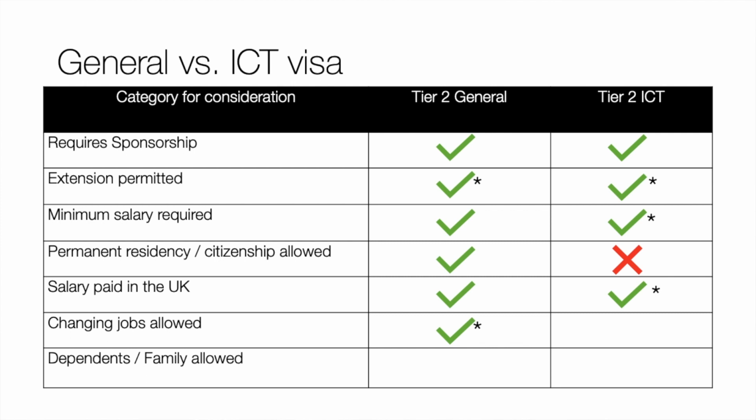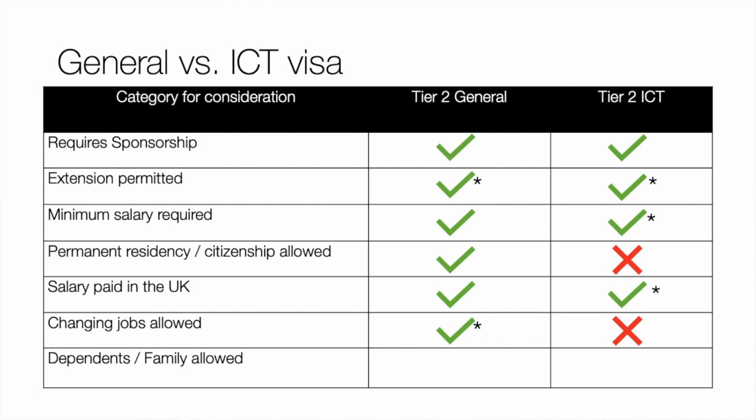So it's not a case that you just come here and then you can change jobs. You need to have somebody who's going to be able to sponsor your visa if you want to change jobs. Now, on the Tier 2 ICT visa, once you come here, you're stuck with that company essentially until you go back to your home country. So you cannot change jobs. So the Tier 2 General visa provides you an additional layer of flexibility, provided you can find somebody to sponsor your visa here.